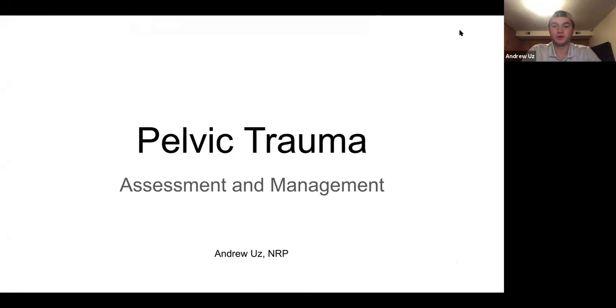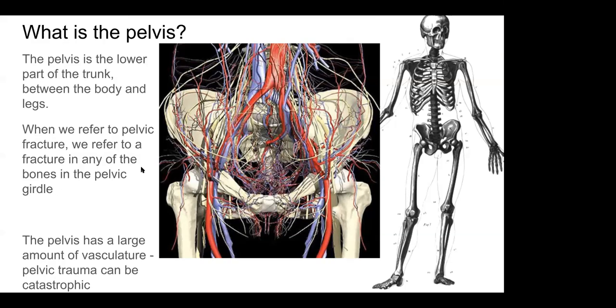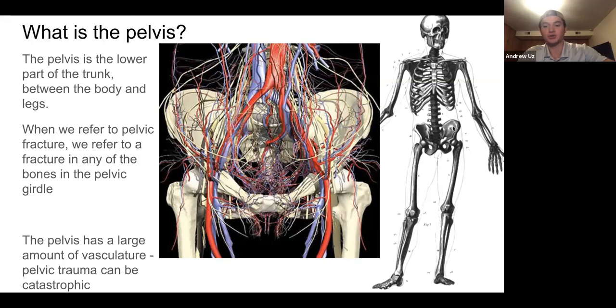So tonight we're talking about pelvic trauma. To talk about pelvic trauma, we first have to talk about what the pelvis is, obviously. Most people know, the pelvis is the lower part of your torso. If y'all can see my cursor here, it's what we think of as the hips. When we talk about pelvic fractures, we're talking about a fracture in any of these bones in this ring here that forms the hips.